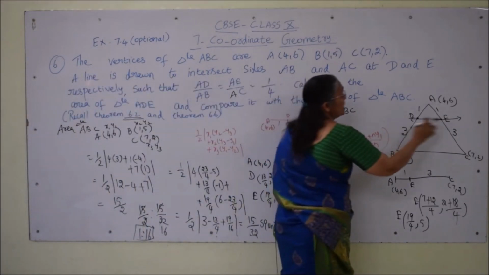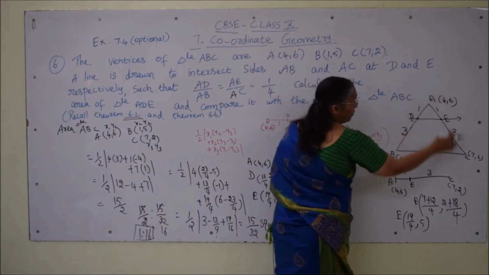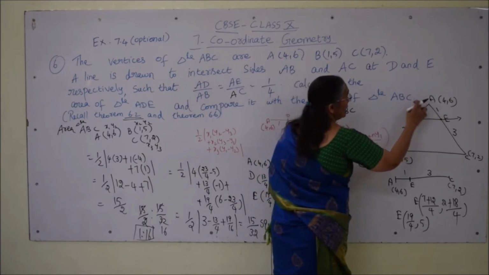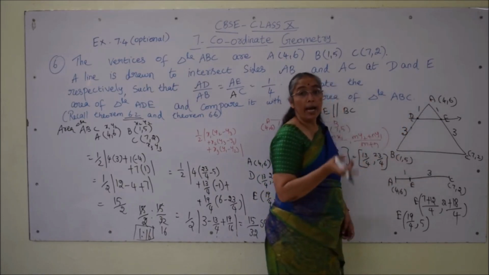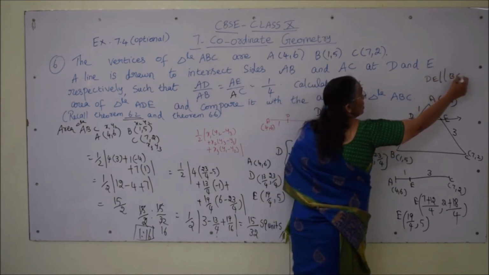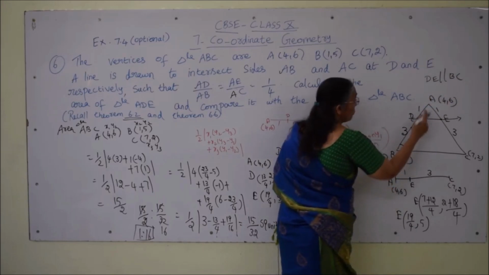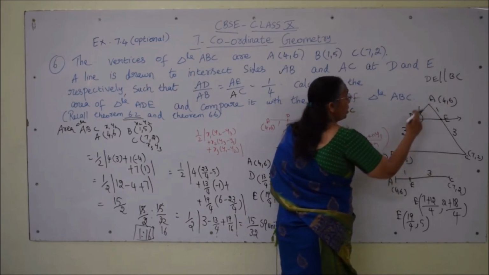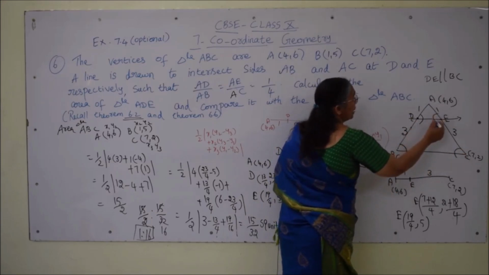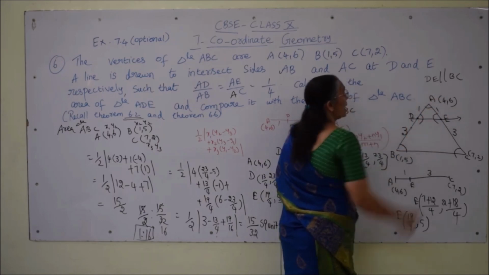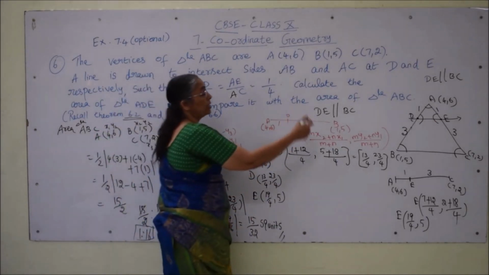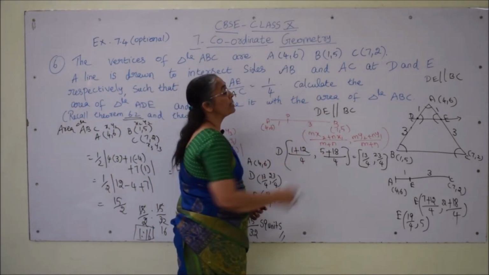If a line divides two sides of a triangle in the same ratio, then it is parallel to the third side. So here DE is parallel to BC. Therefore, the corresponding angles are equal. Angle ABC is equal to angle ADE and angle ACB is equal to angle AED and angle A is common. Therefore, under AA similarity, these two triangles ADE and ABC are similar.